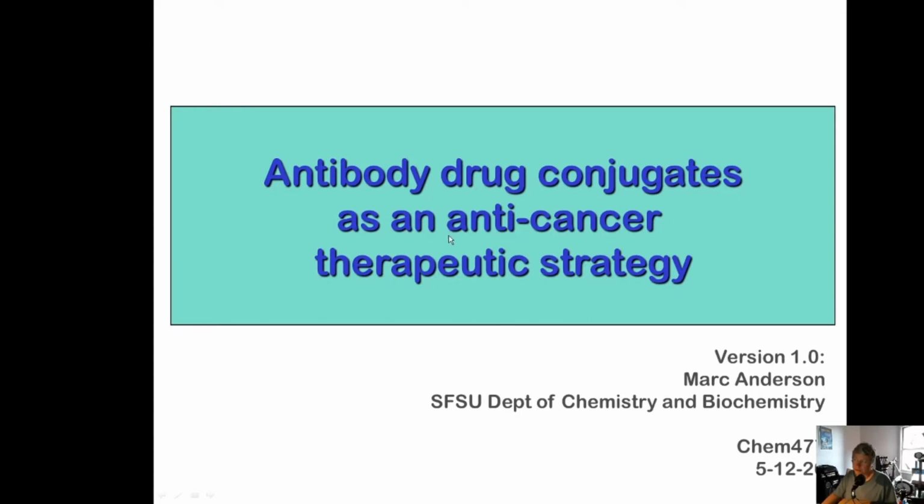Antibody drug conjugates are an anti-cancer therapeutic strategy. It's pretty cool because it has some organic chemistry and some biology, and it's a pretty easy concept to grasp. And we'll go through one really good, promising example of this produced by the company Genentech, an antibody drug conjugate that they're probably going to put out into the clinic after clinical trials.